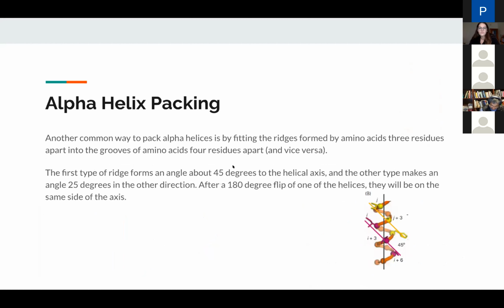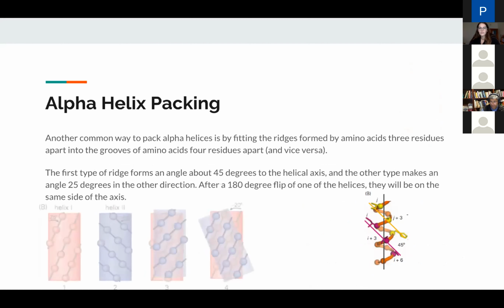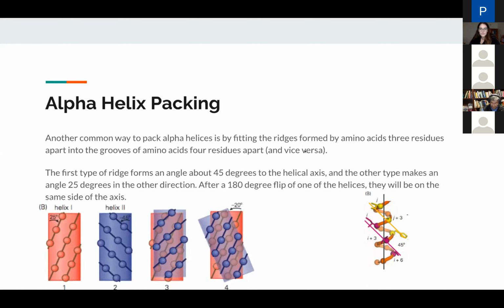They can also fit in another way, which is by fitting the ridges formed by amino acids 3 residues apart into the grooves of amino acids 4 residues apart, or vice versa. So the first ridge will form an angle that's 45 degrees to the helical axis, seen here, and the other type will make an angle 25 degrees in the other direction. So you can see how they're rotated.